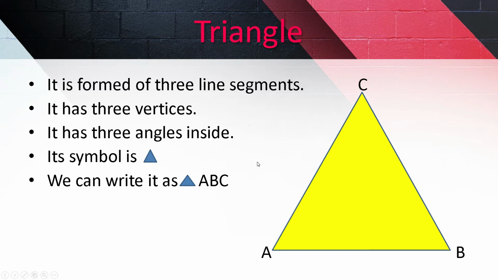So triangle: tri means three. Triangle is that geometrical shape which has three sides, three vertices and three angles inside. Let's see the next one. The next one is square.